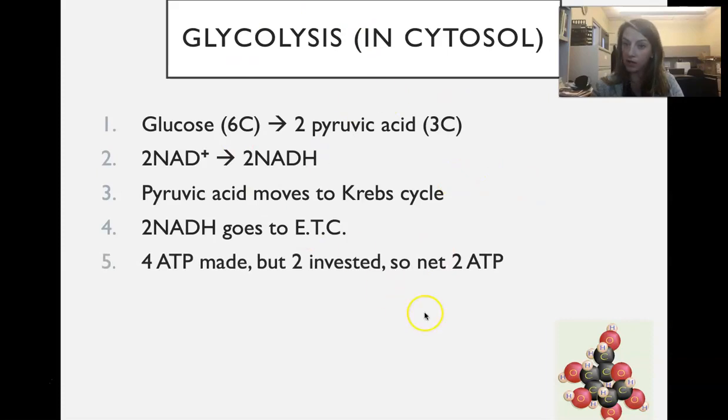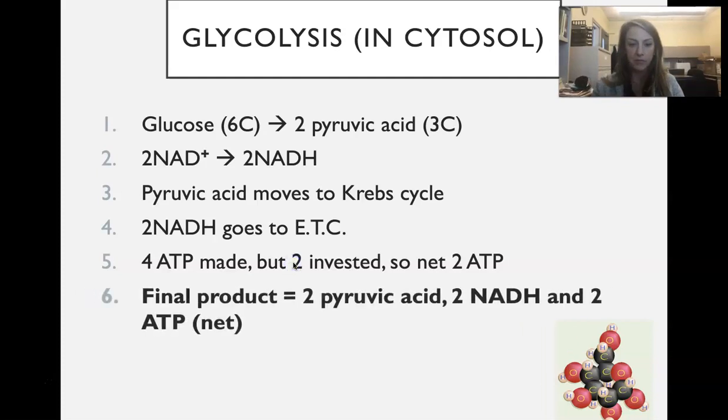In the process of glycolysis, there are 4 ATP made, but you need 2 ATP to invest in glycolysis in the first place to get it to run. So you actually only get 2 ATP out of glycolysis. Okay, so it gives you a little bit of ATP. So our final net product for this is 2 pyruvic acid, 2 NADH, and 2 ATP net. There is no oxygen required for glycolysis, so this process is anaerobic. So we haven't invested any oxygen yet.